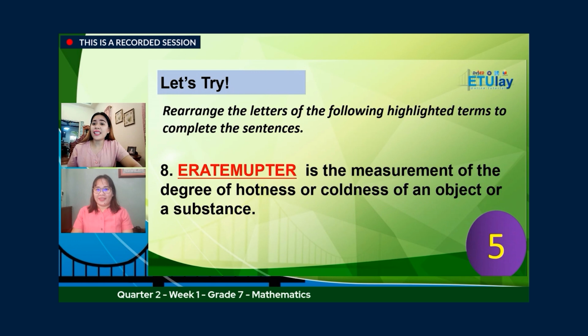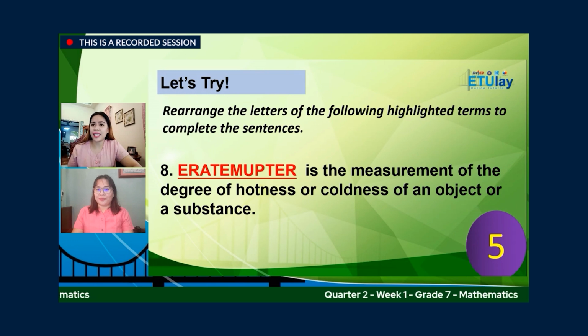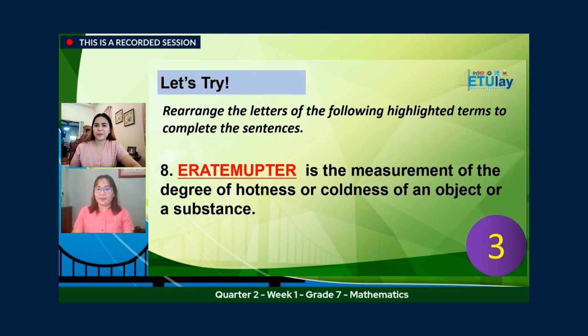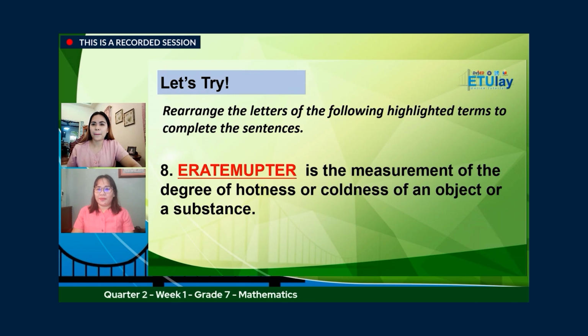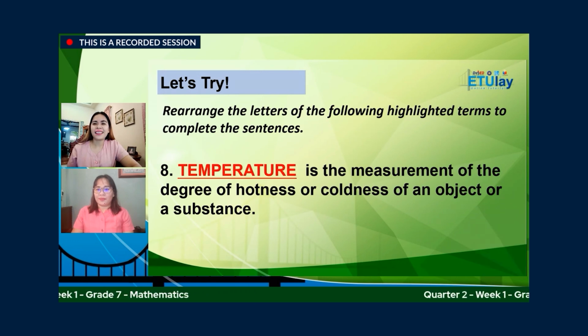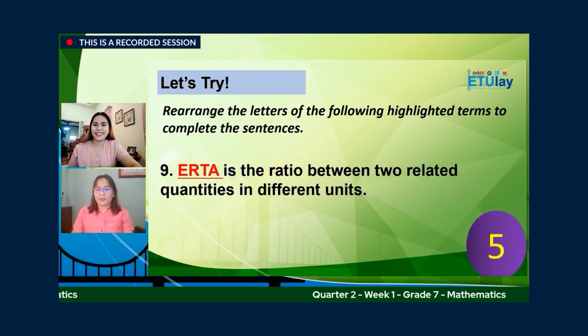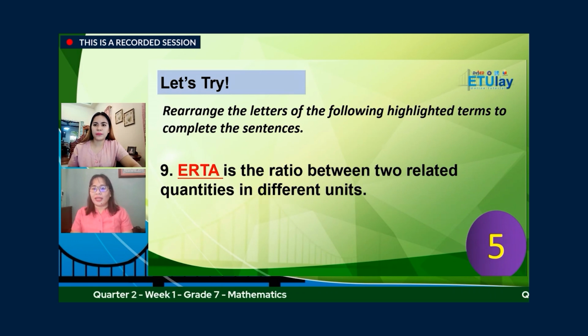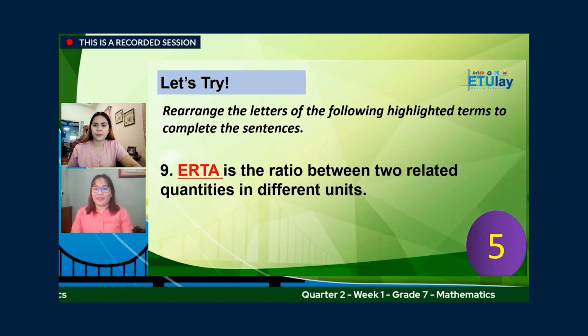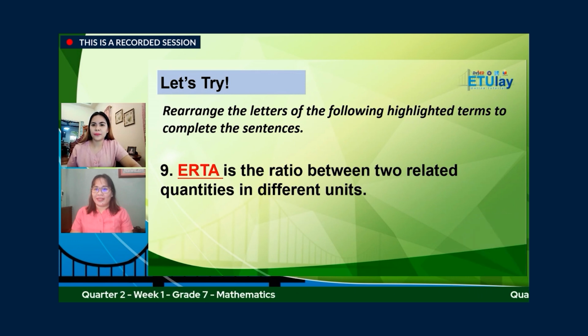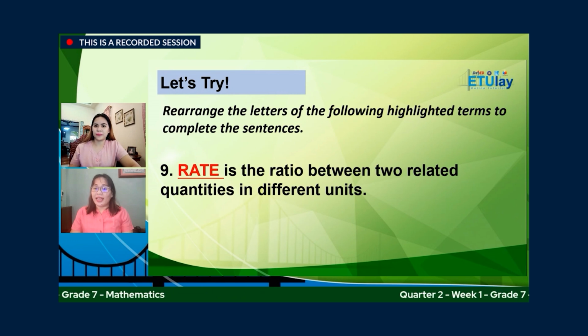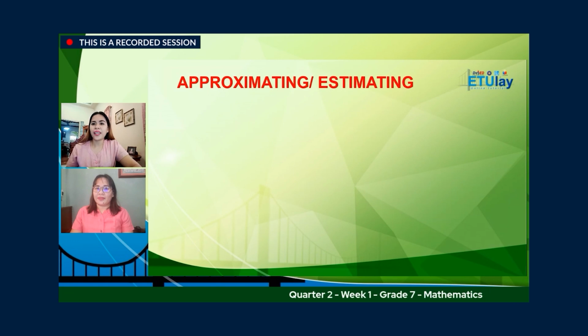Okay, next. It is the measurement of the degree of hotness or coldness of an object or a substance. And that is temperature. You got it right. For number 9, blank is the ratio between two related quantities in different units. What is the answer? Yes, it is great.